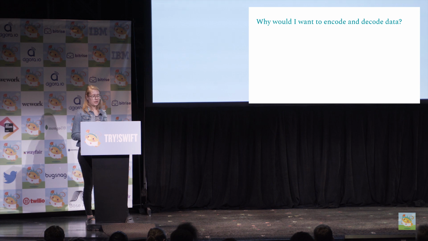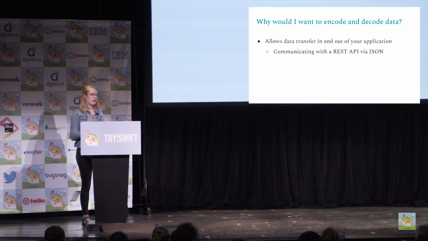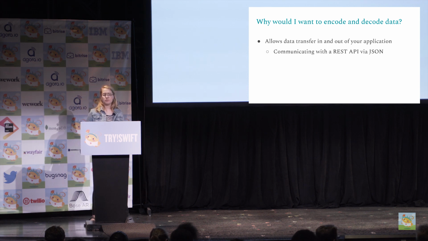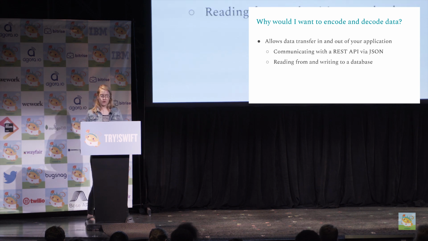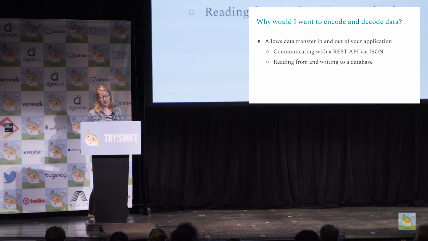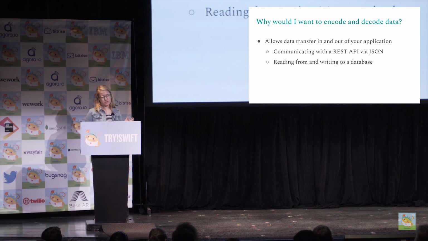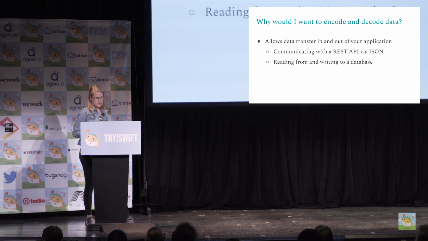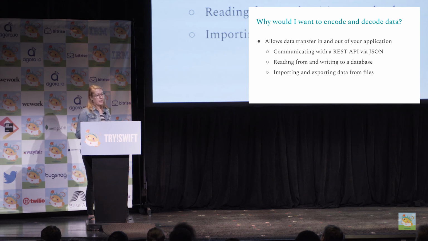The short answer is that encoding and decoding allow you to transfer data in and out of your application. So for example, maybe you're communicating with a REST API that understands JSON, and you need to be able to send your Swift data types to it. Encoding will allow you to do that. Or maybe you are reading from and writing to a database, and you want to be able to translate your Swift types into the format the database understands. That's actually how I've gotten very deep into encoding and decoding, writing the MongoDB Swift driver, since we allow you to put your Swift types into the database and pull them out. Or maybe you're just reading data to and from files that are in JSON or some other format. In all these cases, encoding and decoding are going to allow you to transfer that information.